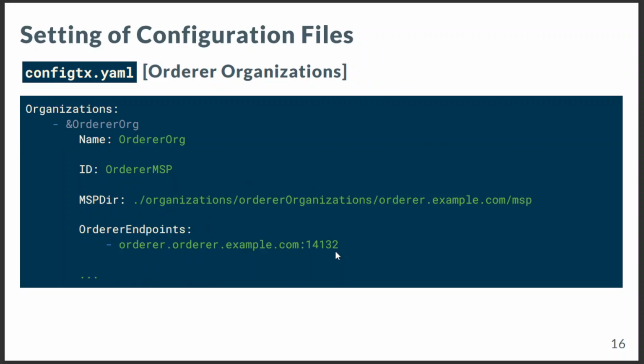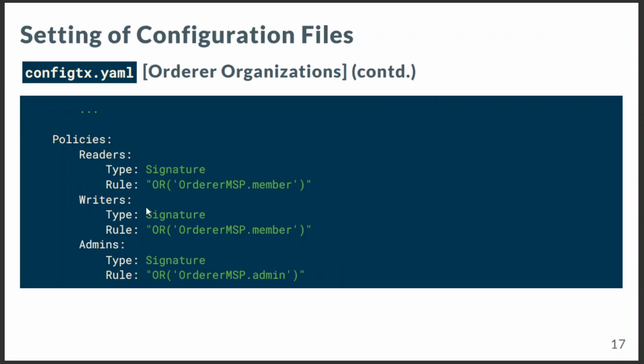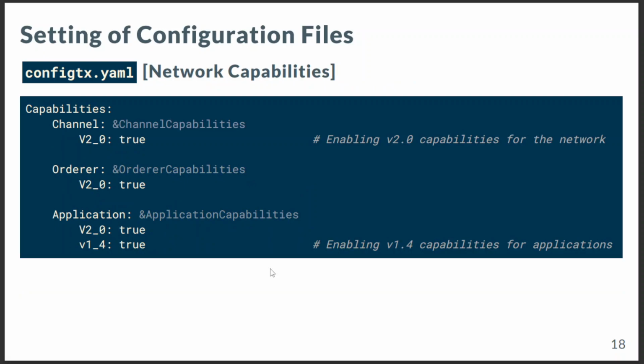And the same file is continued here. So next we have the policies, and for readers only orderer members can read, writers the same, members, and for admins only orderer admins can participate. Next we have the network capabilities.